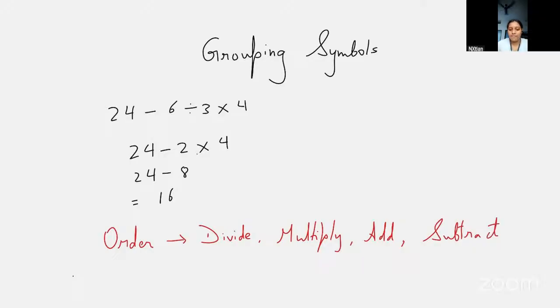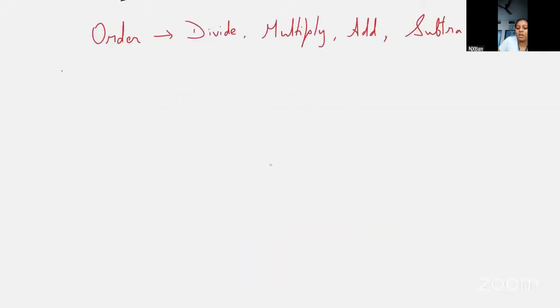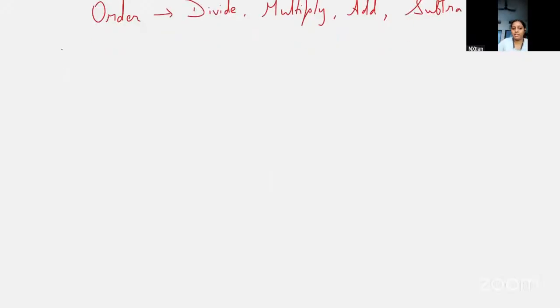But when we have a bigger thing to solve, like multiple operations, they have made one way to do it, called brackets. To determine what to do first, shall I do 6 divided by 3 first, or should I do 24 minus 6 first? We use brackets. Three types of brackets are there. These brackets are called grouping symbols.